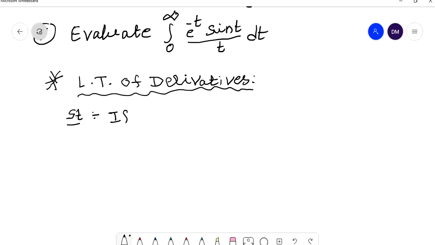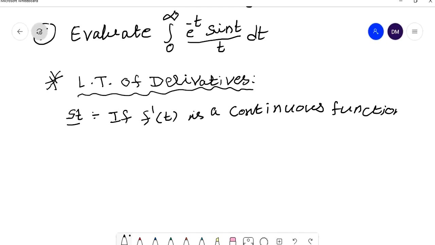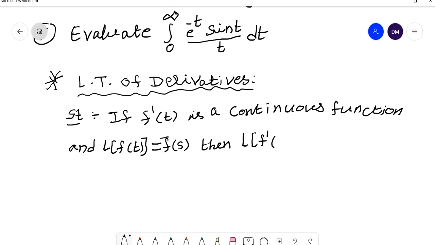If f dash of t is a continuous function, and L of f of t is equal to f bar of s, then the Laplace transform of f dash of t is equal to s into f bar of s minus f of 0.